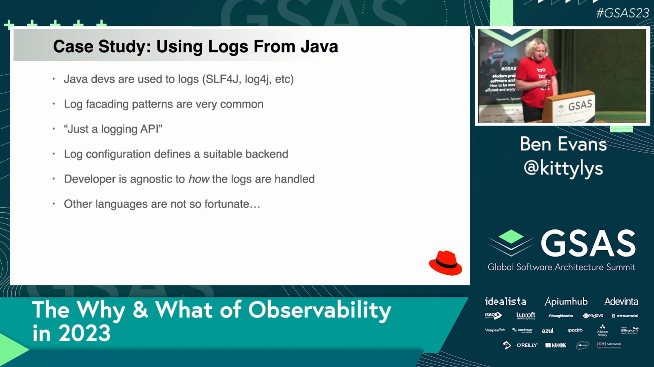Case study, just because it will come up later in the talk. From Java, logs are really easy. Every Java developer is very used to logs. This facading pattern is very common, and it's just a logging API. And the configuration determines what you do with the log. So from a developer's point of view, you don't care. You just write a log statement out, and it gets taken care of somehow.